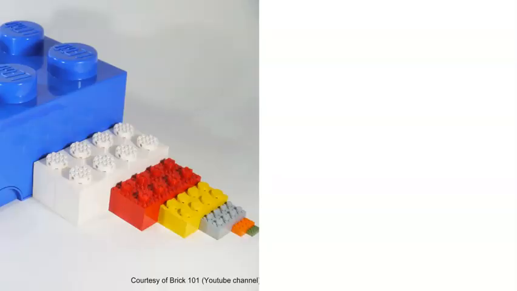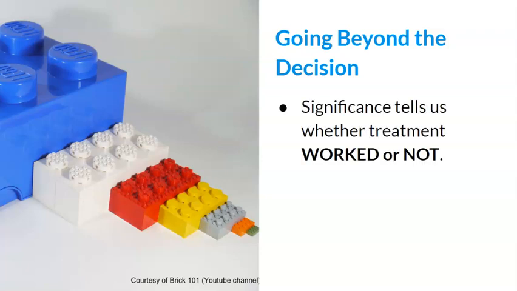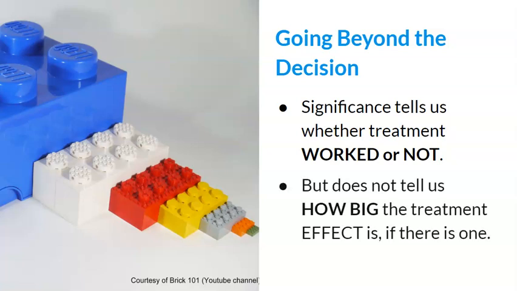Step 4 of hypothesis testing is making a decision. It is in this step where you decide to either reject the null hypothesis, which means the treatment probably worked, or you decide to fail to reject the null hypothesis, which means the treatment probably did not work. Well, researchers need to go beyond the decision. By making a decision in step 4, significance only tells us whether the treatment worked or not. If the treatment worked, the decision does not tell us how well it worked, or in this case, how big the treatment effect is if there is one.